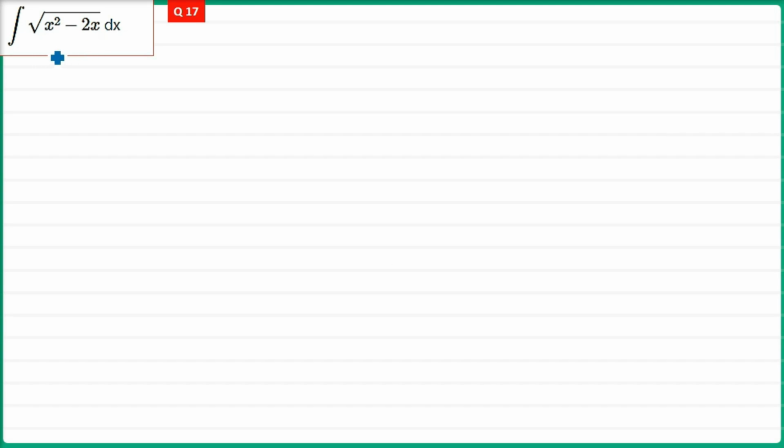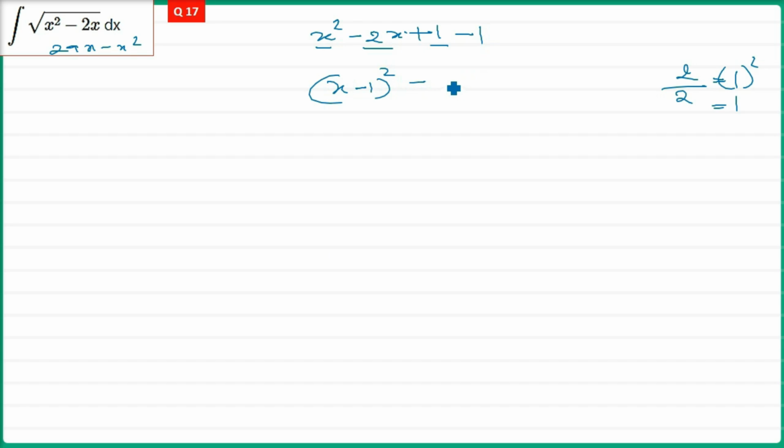X square minus 2x. So you have seen 2ax minus x square just now. The same way it has to be done. Only a is 1 here. So x square minus 2x, because this is a quadratic equation, you have a coefficient 2 in front of x. Divided by 2, 1 will come. Square it, add it, subtract it. So I have added 1 and subtracted 1. So x minus 1 whole square will come.